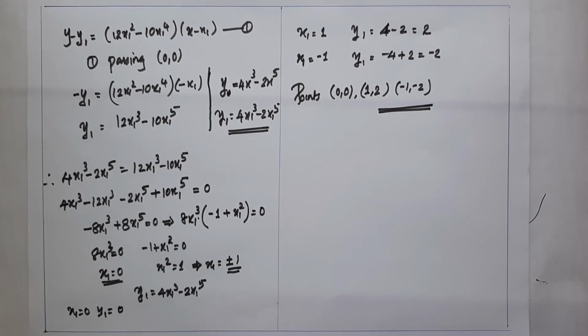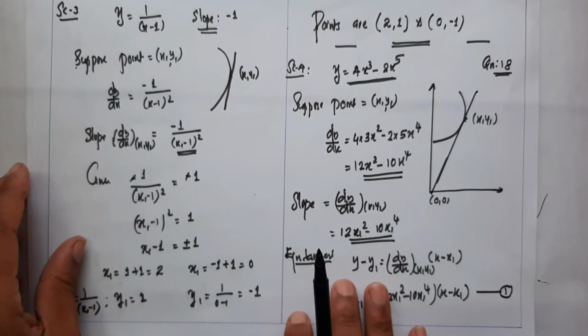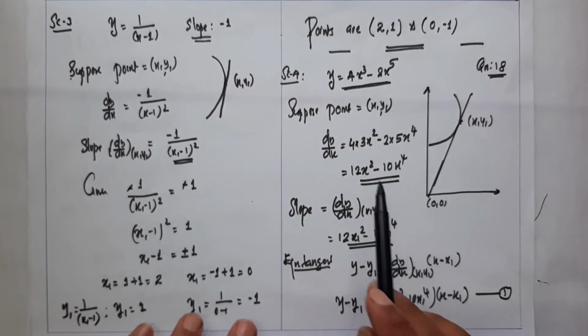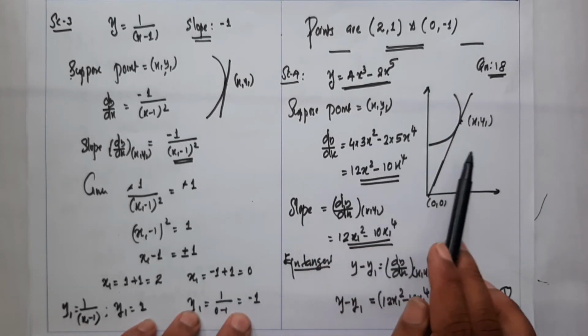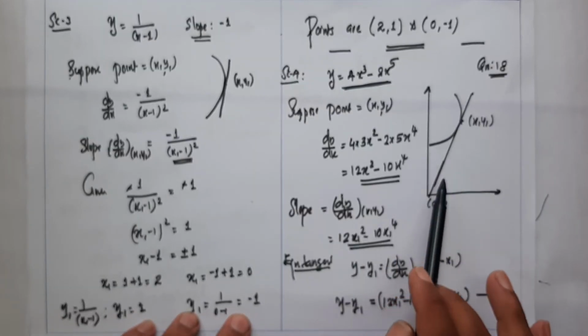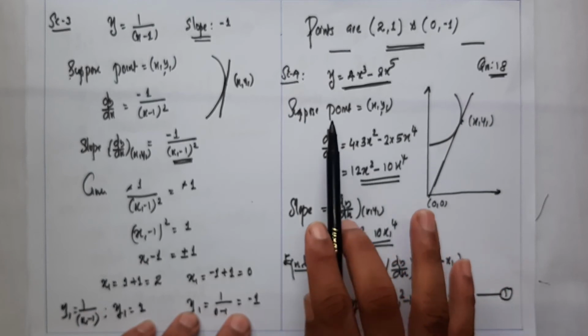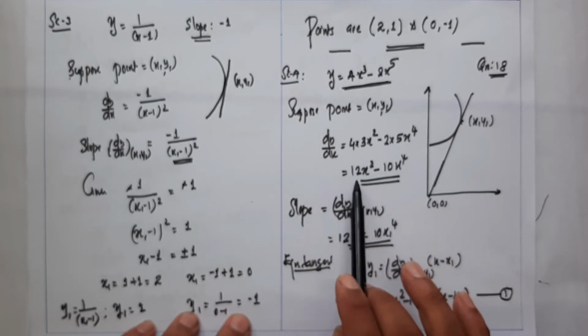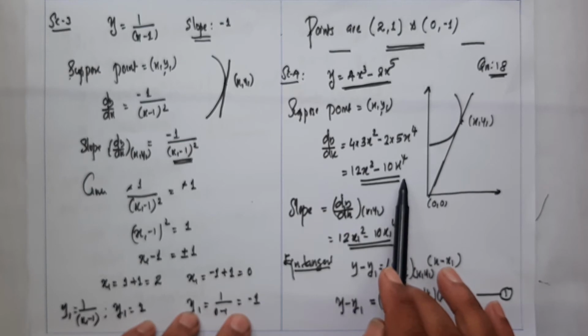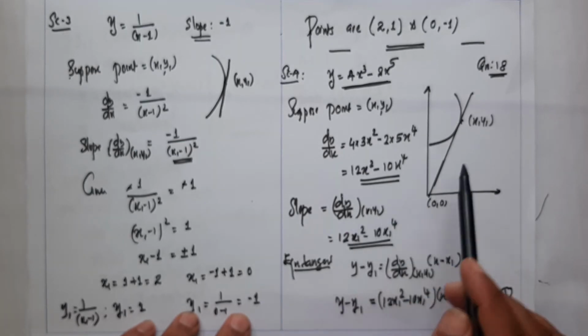Here, first of all, select the required points as x1, y1. Now find the slope of the tangent to the curve. For finding the slope of the tangent, first we find the derivative of this function. We get 12x square minus 10x raised to 4. Now we substitute x1 and y1, and we get the slope of this tangent.